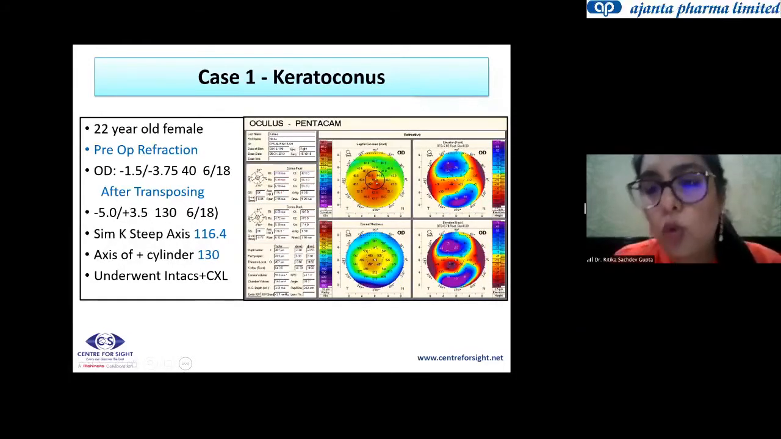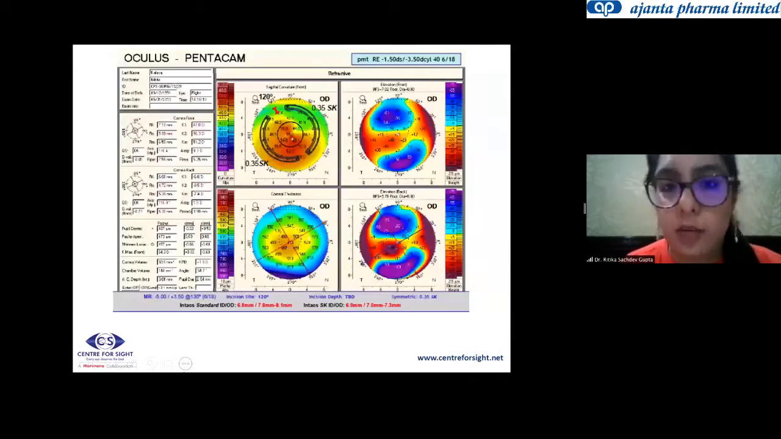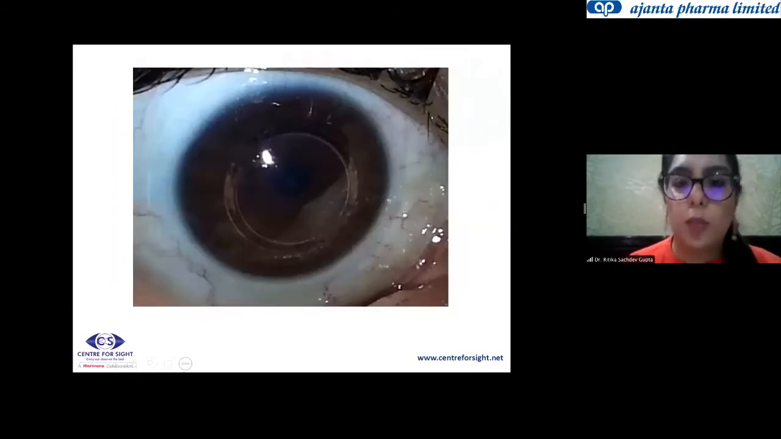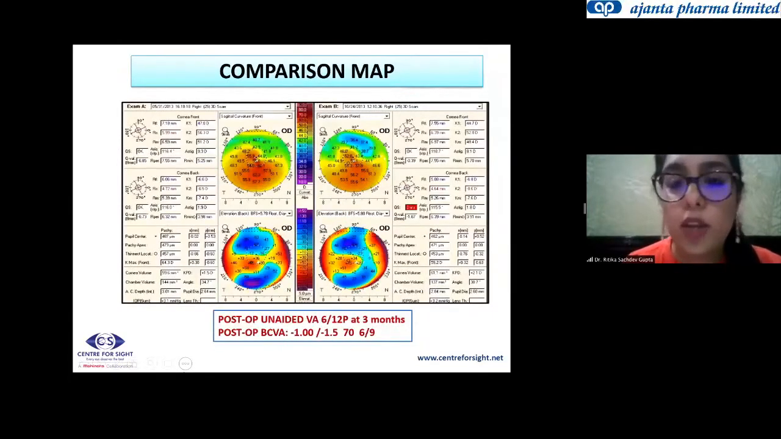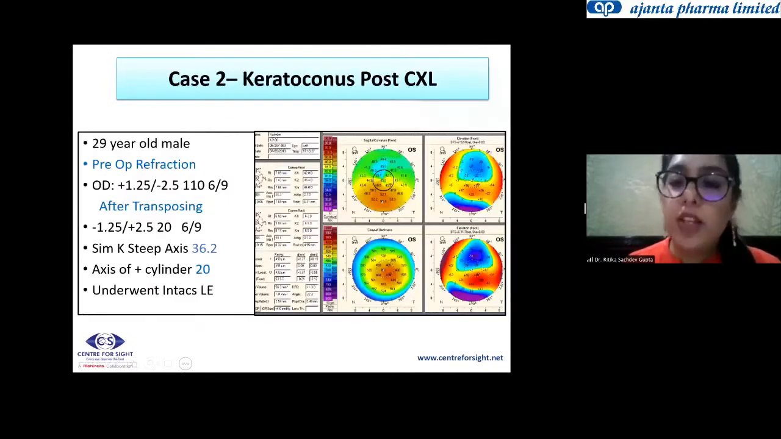Also, the topography shows that the area of maximum elevation on the posterior float is within the 5 mm zone, and this patient will go for symmetric segments with the axis of the incision planned on the steep axis, 120 degrees. This is the post-operative picture and the comparison map showing a flattening. This is the patient post CXL.